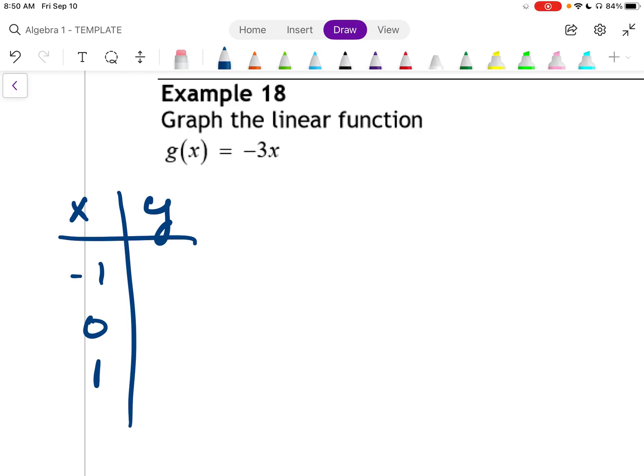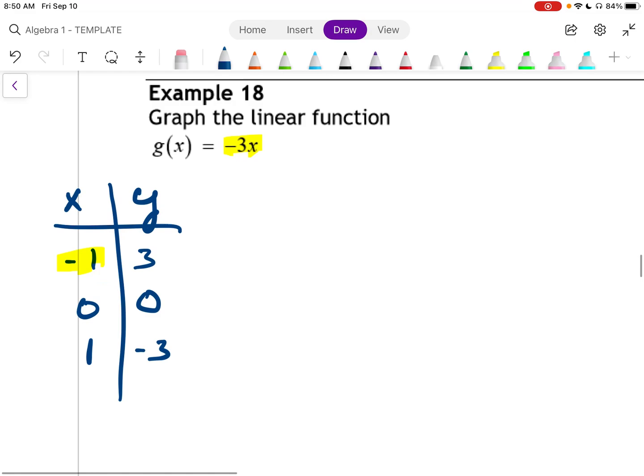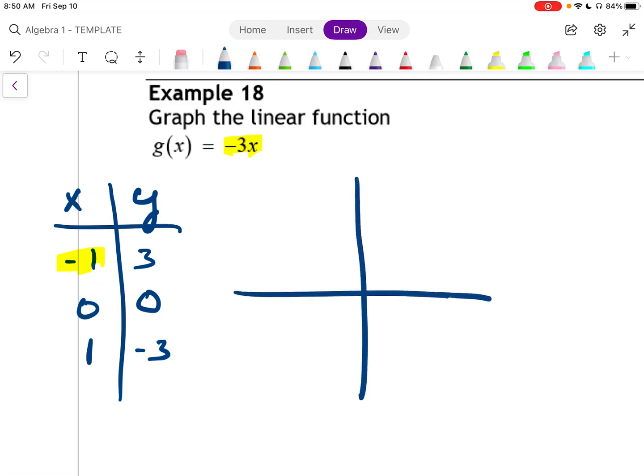Whenever I plug in negative 1, and I'm not even going to write this down, I have negative 1. I'm going to plug it in right here. Negative 3 times negative 1 is going to be a positive 3. Whenever I plug in a 0, I'm going to have negative 3 times 0, which is 0. Whenever I plug in a 1, negative 3 times 1 is a negative 3. Now to graph this, I draw my graph. Again, it's not a perfect graph. It's not meant to be a perfect graph. I'll grab from my first row first. So I have negative 1, positive 3. There's my point. Next up is 0, 0, and then 1, negative 3.